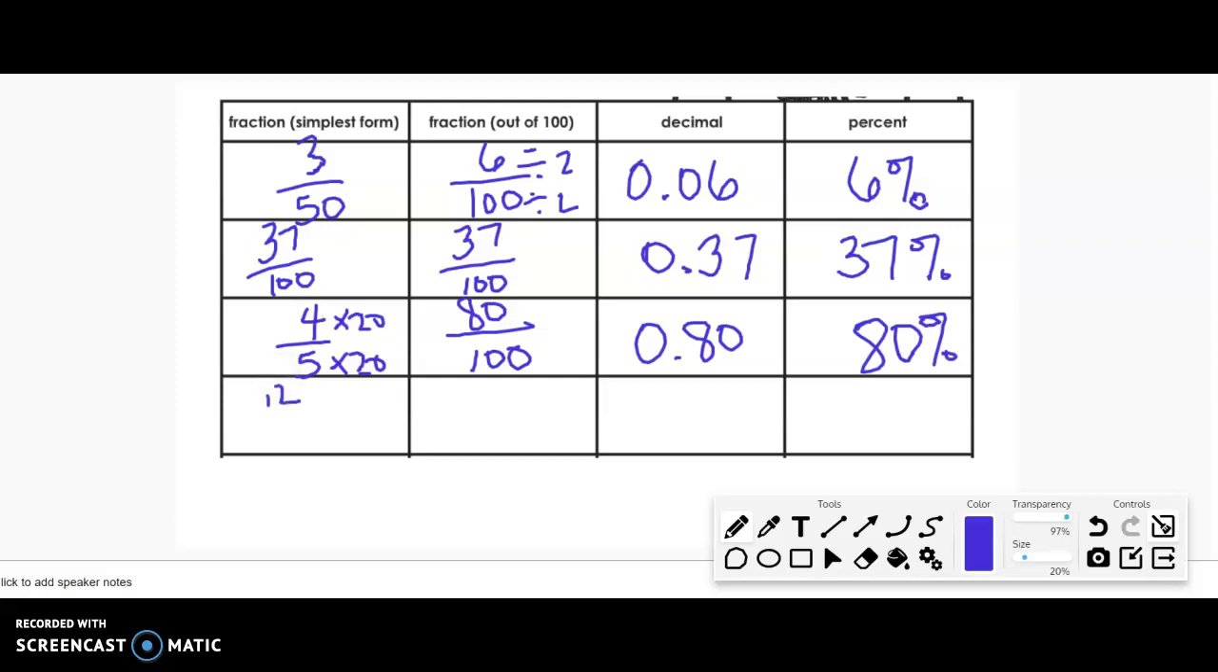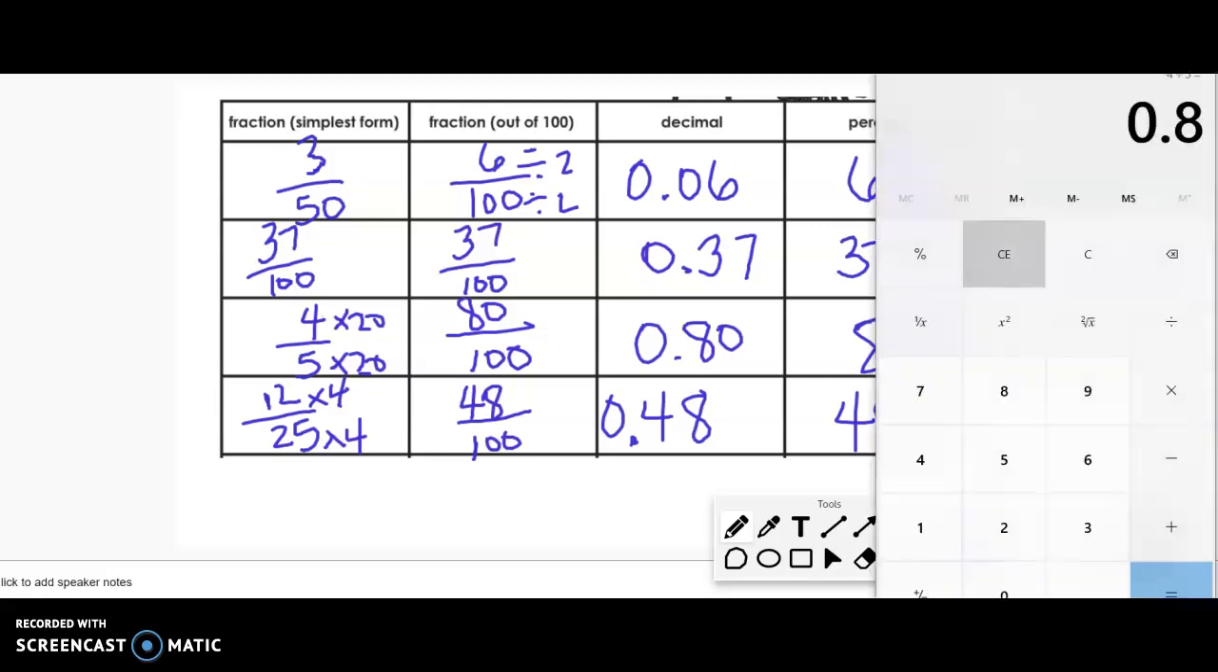If you want to do it by hand, that is fine as well. So again, not out of 100. I need it to be out of 100. So then I can multiply by 4. Multiply by 4. 12 times 4 is 48. 0.48, 48 hundredths, 48%. Again, if I wanted to use my calculator, I could do 12 divided by 25, which gives me my decimal, which I can then say, well, 48 hundredths are going to match my percent. I can also put that over 100 as my fraction.